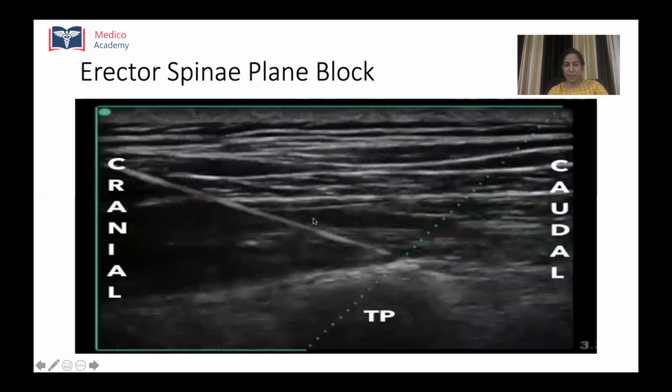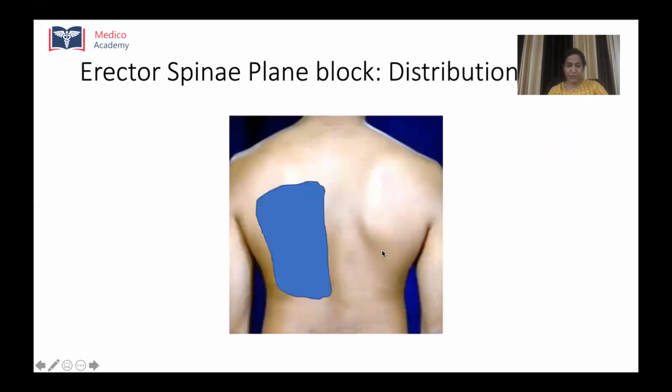So this here is the erector spinae plane block, and as you can see, this is the ultrasound image of the erector spinae plane block. We've identified the transverse process here. This one here is the erector spinae muscle, and we bring our needle right on top of the transverse process and lift the erector spinae off of the transverse process with 10 to 20 ml of the solution. The area of distribution is typically posterior, and it's going to cover about four segments, cranial and caudal.